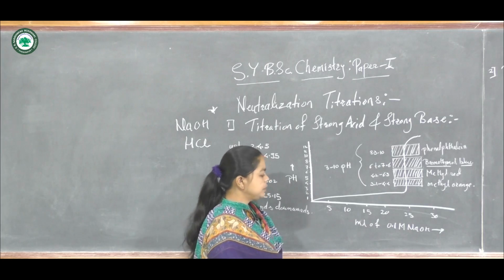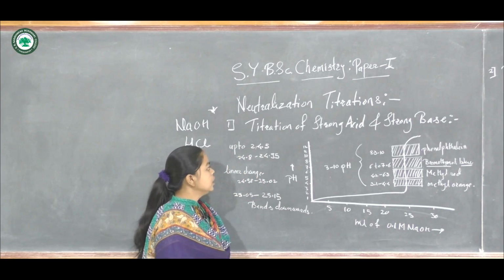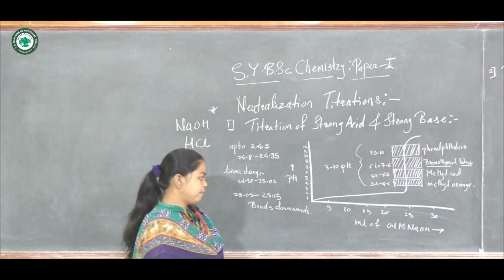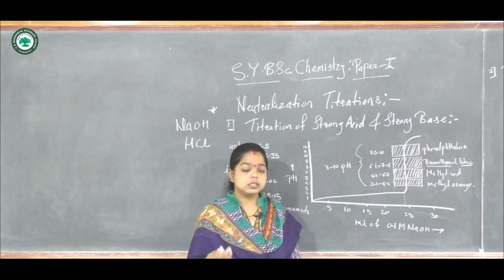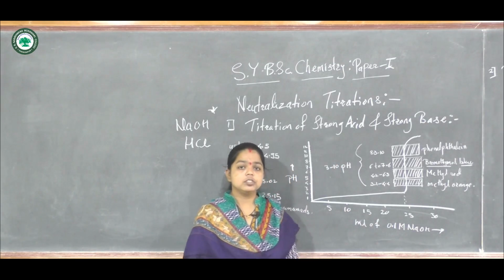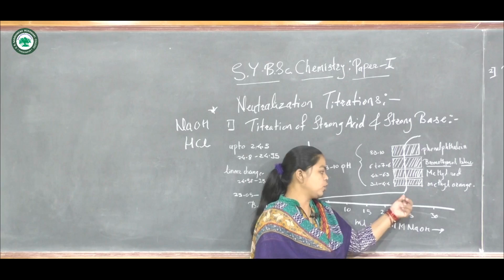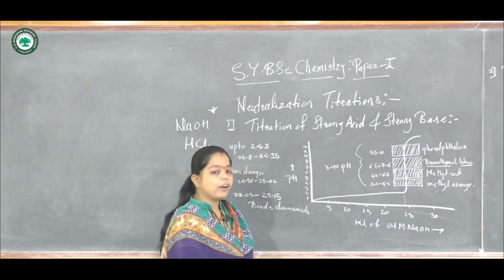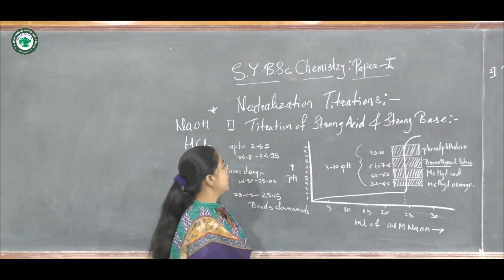After some time, with NaOH added up to 24.5 mL, there is no sudden or much change observed in the pH value. Nearly up to this value, there is not much change in the pH, up to 24.5 mL. So after that, what happens?